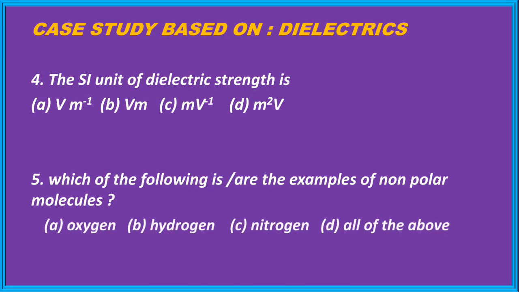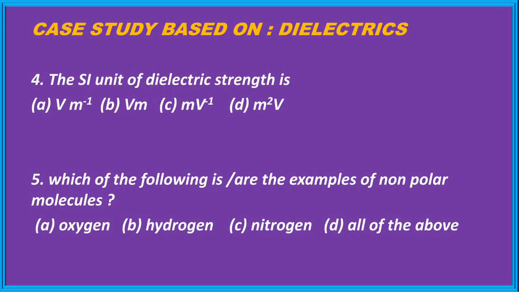Now, continuing the case study which is based on dielectrics, the fourth question is: the SI unit of dielectric strength is volt per meter, volt meter, meter per volt, meter square volt. Your correct answer here is option A, volt per meter.